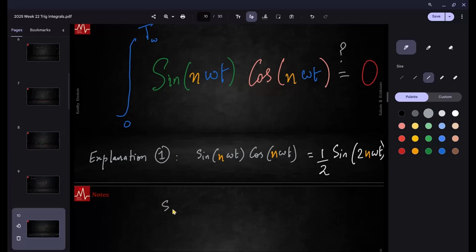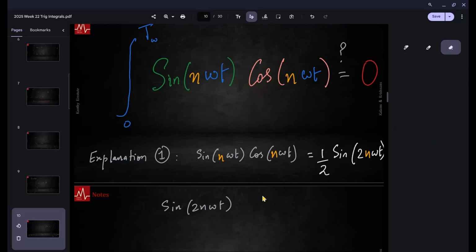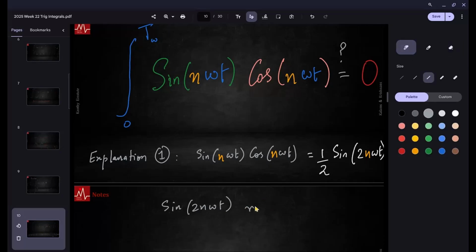So sine n omega t repeats at T. Still periodicity, it's a faster function, but still it goes to 0. Yeah, in a full cycle it will provide 0. Now most of you saw that, right?